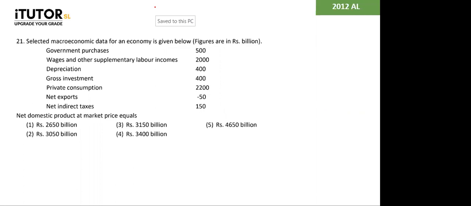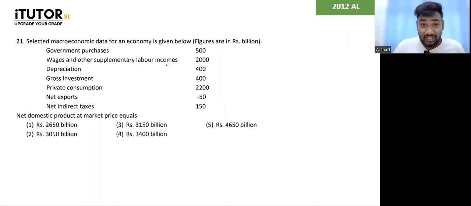But they say selected macroeconomic data from an economy is given below. Government purchase, wages, depreciation, gross investment, private consumption, net exports, net indirect taxes. Net domestic product at market price. Yes, when they give you a question like this, what's the first thing that you need to do? What's the first thing that you need to do when they give you a calculation type of question like this? What's the first thing that you do?